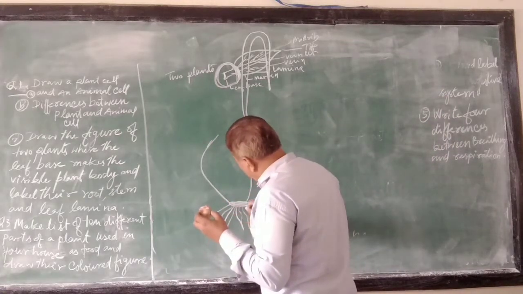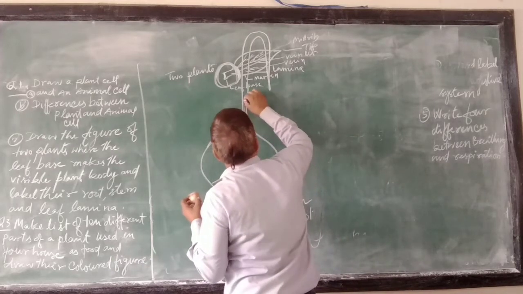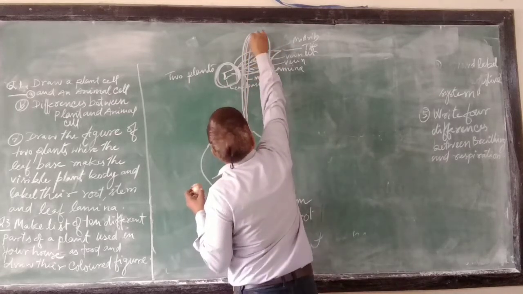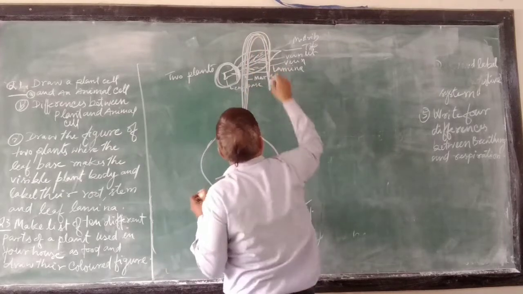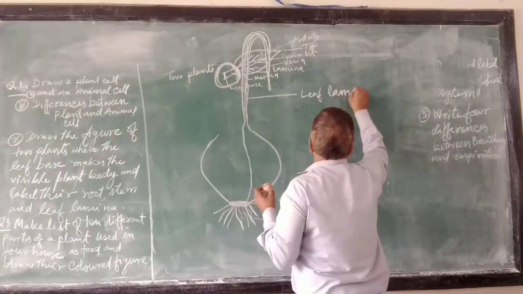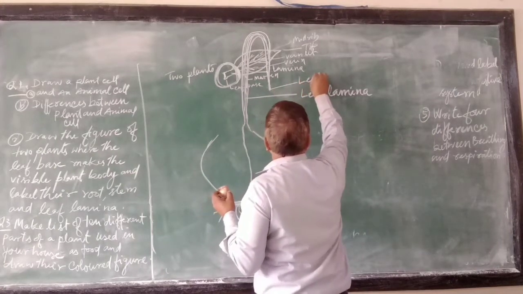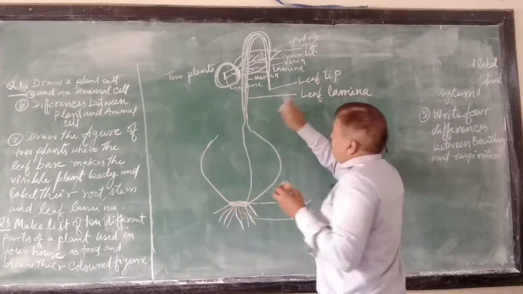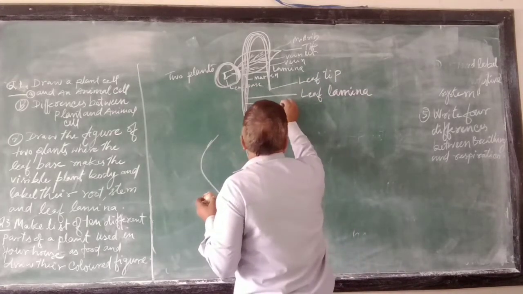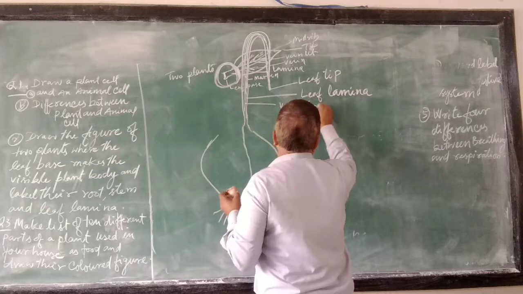While reading about the parallel venation, I have told you, and this one you see here you have the leaf lamina parallelly drawn above this, right? So this one is the leaf lamina, right? And this one is leaf tip. This one is leaf tip, this one is leaf lamina, and these are the veins. These veins run parallel.